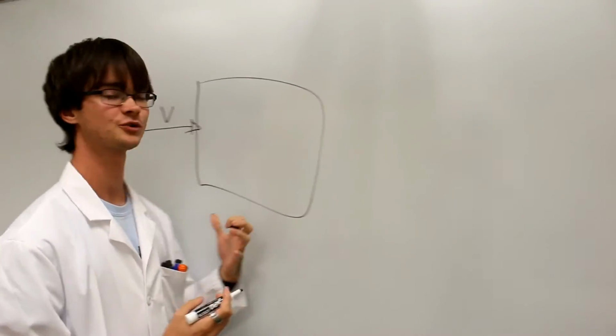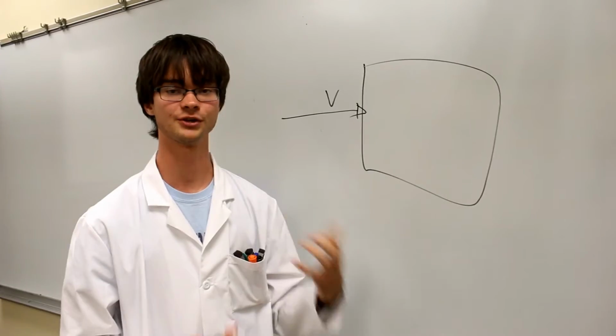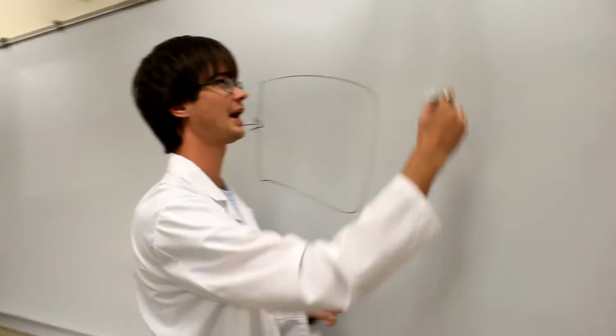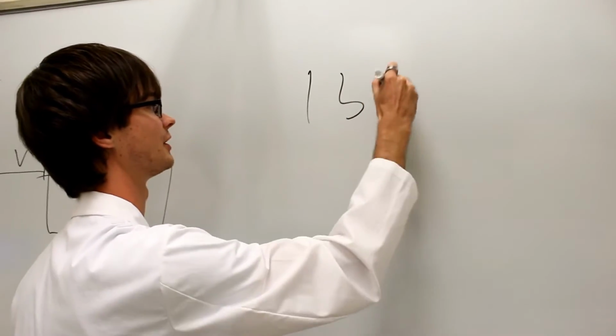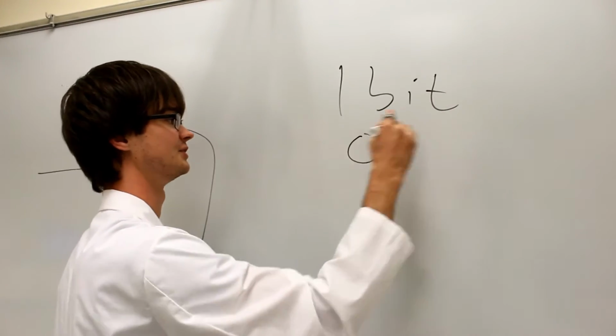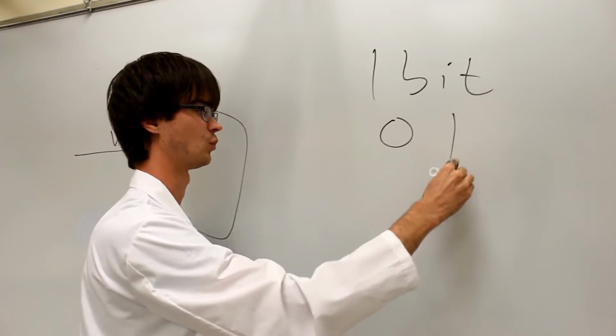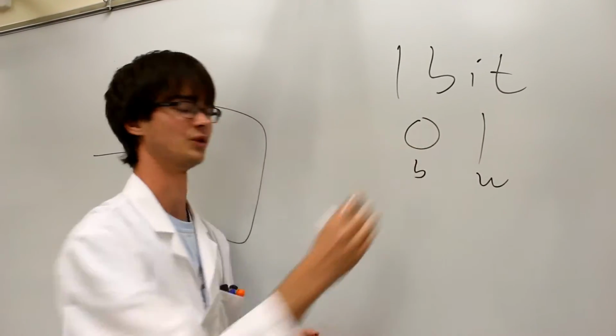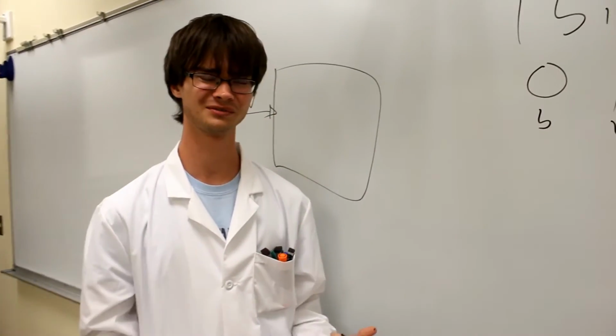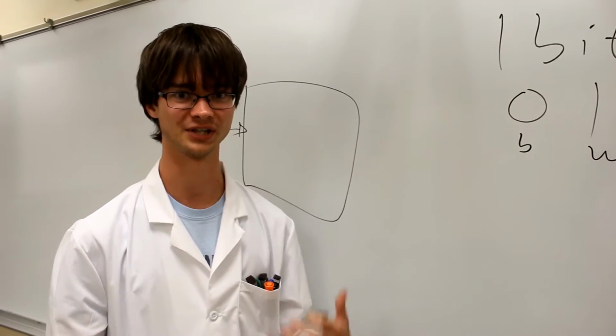So, comparators work off of bits, and bits are either a 1 or a 0. If we had a 1-bit comparator, it would have two options, either a 0 or a 1. Now let's say that a 1 was white and a 0 was black. Now that doesn't really yield that great of an image, as you can see here.